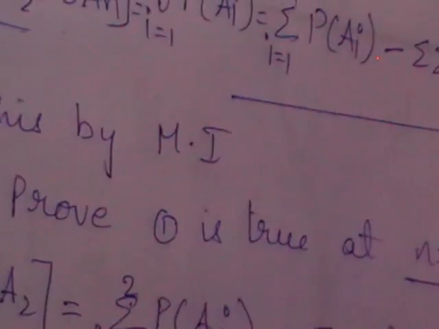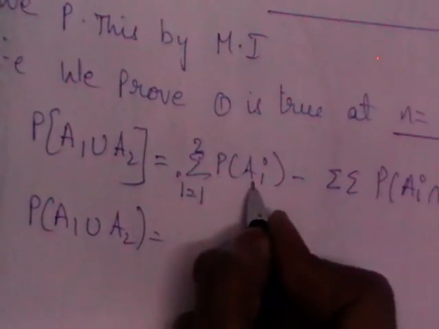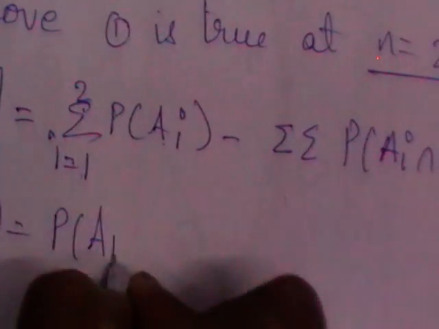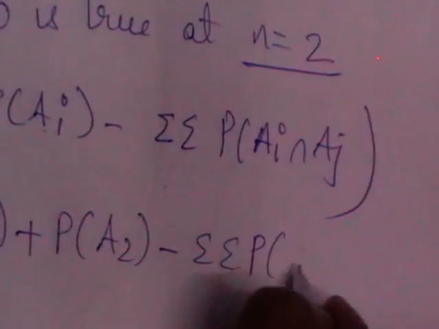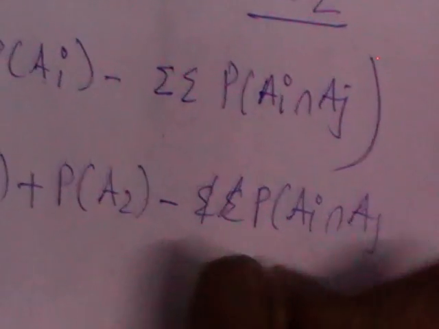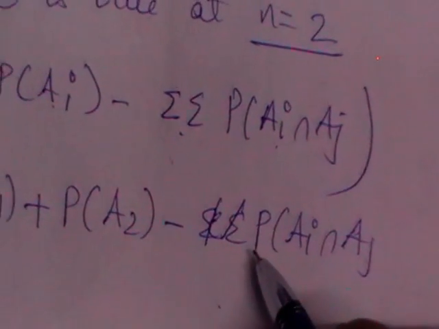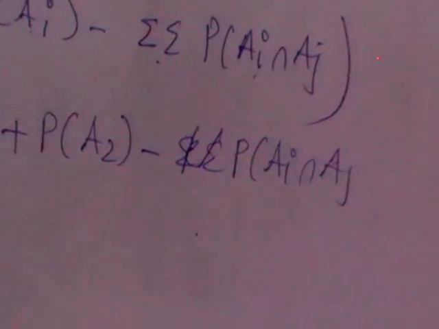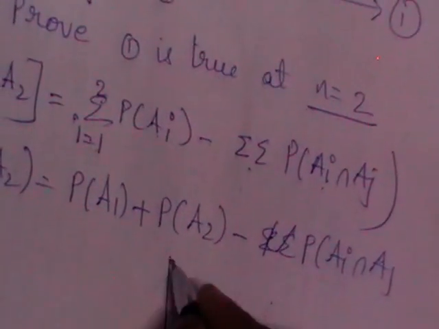So when you put n is equal to 2, equation 1 changes into this form. So this is nothing but P of A1 intersection A2 is equal to, as you have sigma here, first put i is equal to 1. You will get P of A1, P of A2 minus double summation P of Ai intersection Aj. So you won't get sigma here as you have only 2 terms. So this is the term which you need to prove. For proving this, consider this Venn diagram.